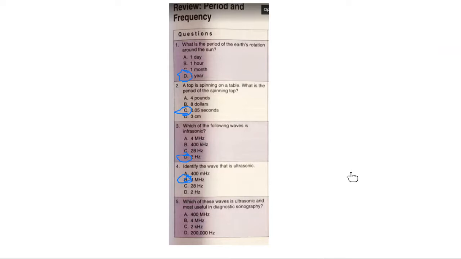Last question on this page. Which of these waves is, oh, it's a compound question. Which of these waves is ultrasonic and most useful in diagnostic sonography?